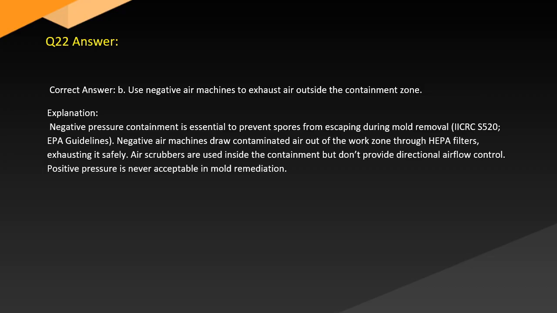Explanation. Negative pressure containment is essential to prevent spores from escaping during mold removal. IICRC, EPA guidelines. Negative air machines draw contaminated air out of the work zone through HEPA filters, exhausting it safely. Air scrubbers are used inside the containment but don't provide directional airflow control. Positive pressure is never acceptable in mold remediation.